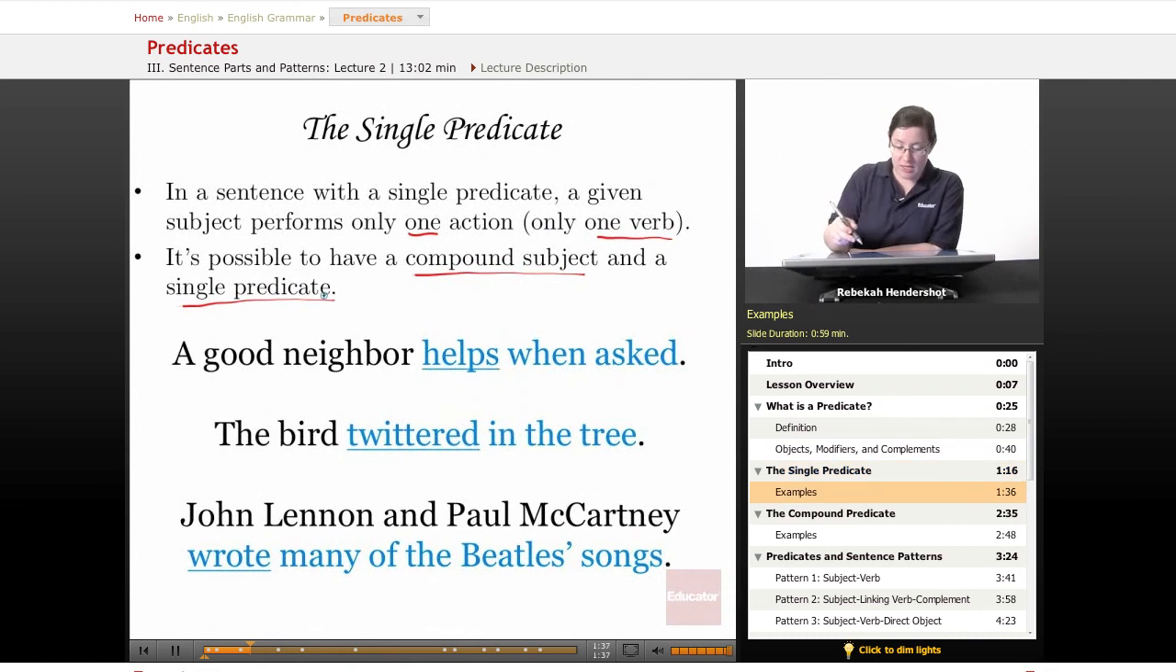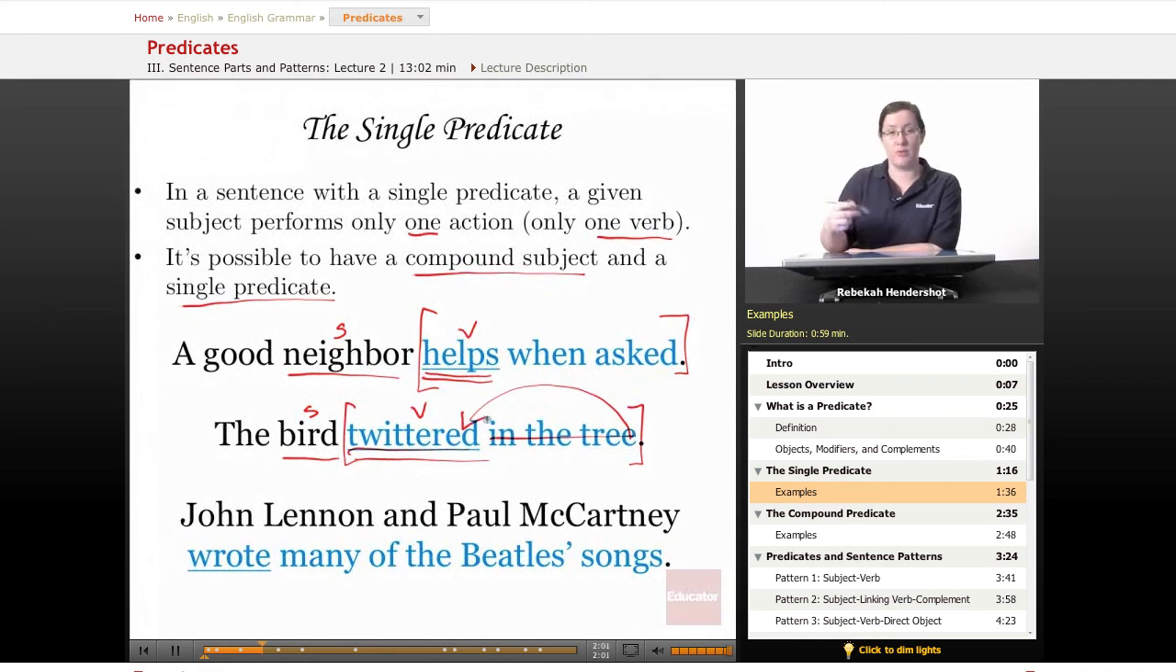A good neighbor helps when asked. The subject here is neighbor. Helps is our verb, and helps when asked is the entire activity, the whole predicate. All right, the bird, our subject, twittered in the tree. Well, twittered is our verb. In the tree is a prepositional phrase, but it's modifying twittered. Where did the bird twitter?